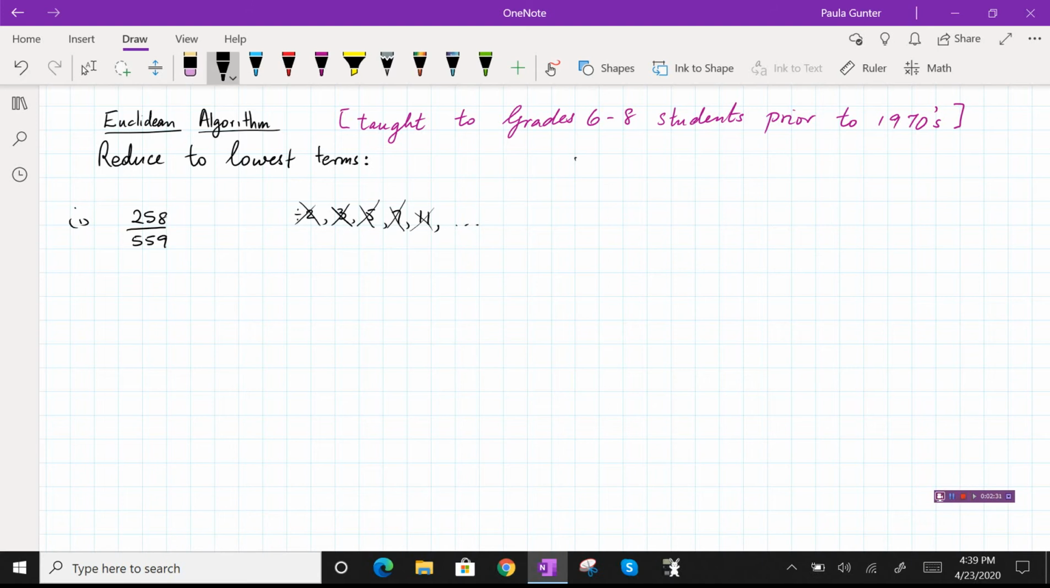What the Euclidean algorithm says is that you take the numbers and divide the larger number by the smaller. I don't care that it appeared in the denominator. So we are looking at 559 divided by 258. Let's see what we get here.